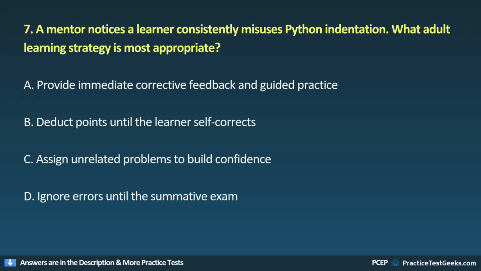7. A mentor notices a learner consistently misuses Python indentation. What adult learning strategy is most appropriate? A. Provide immediate corrective feedback and guided practice. B. Deduct points until the learner self-corrects. C. Assign unrelated problems to build confidence. D. Ignore errors until the summative exam.